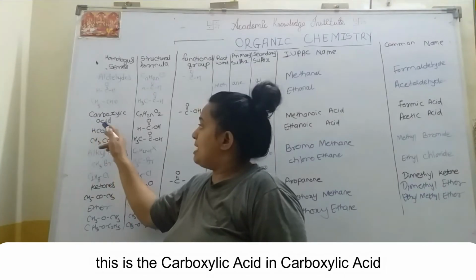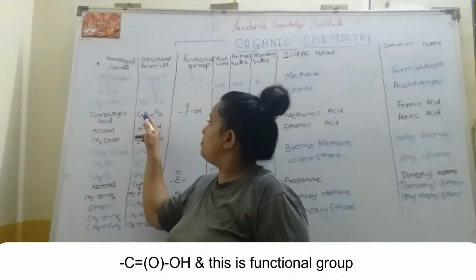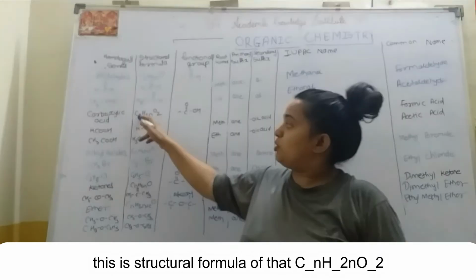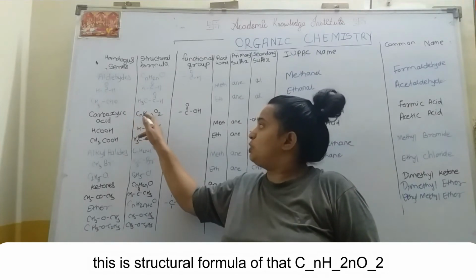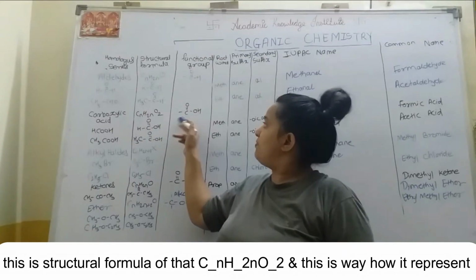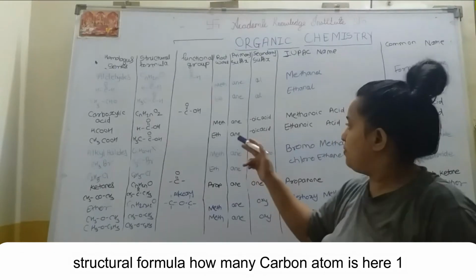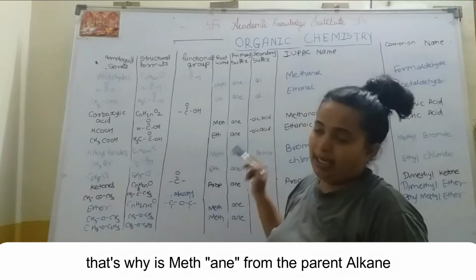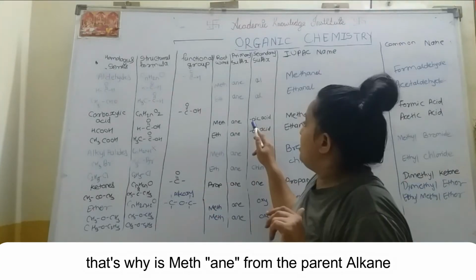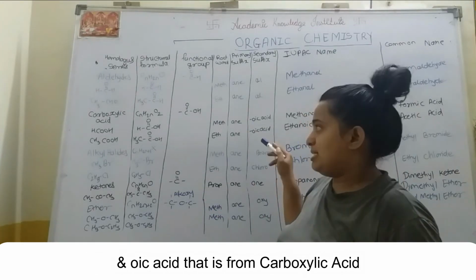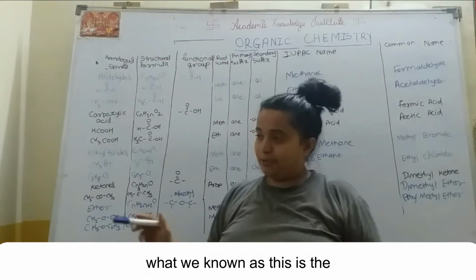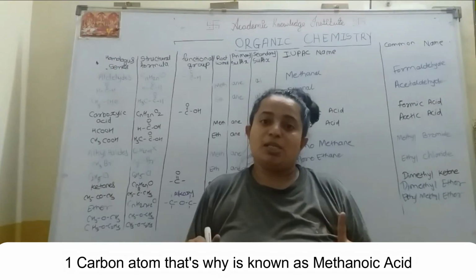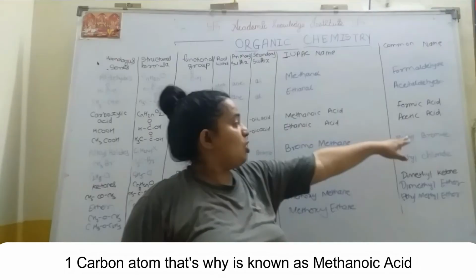This is the carboxylic acid. In carboxylic acid, H C double bond O H, and this is the functional group. This is the structural formula of that, CnH2nO2, and this is the way it is represented. How many carbon atoms are here? 1. So that's why it's meth. E from the parent alkane, and OIC acid is from the carboxylic acid. So this is the 1 carbon atom, so that's why it's known as methanoic acid.